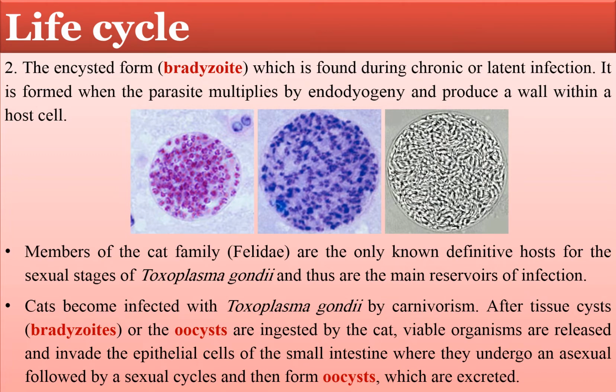After tissue cysts, bradyzoites or the oocysts are ingested by the cat, viable organisms are released and invade the epithelial cells of the small intestine, where they undergo an asexual followed by a sexual cycle and then form oocysts which are excreted.